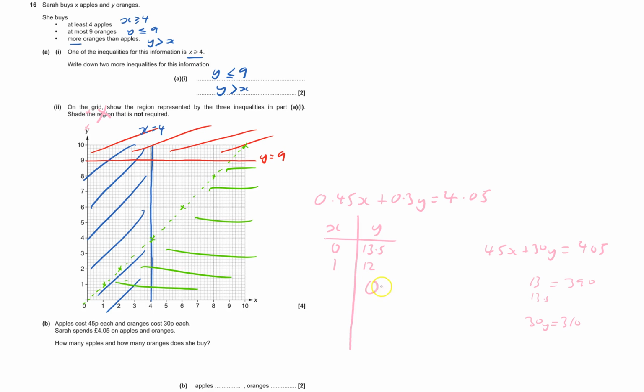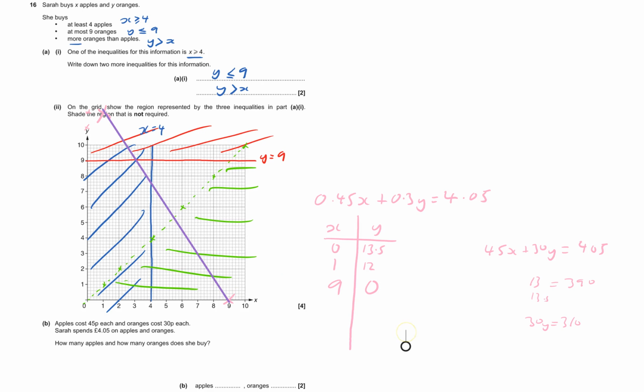Let's try y equals 0. If there's no y's, how many x's will I need? 10 would be too many. 10 would be £4.50. So 9 would be £4.05. So that would be 9. Okay, so all I have to do is draw the line between those two. But I might just try and get another one. And I am going to draw a line between those two. Don't know what colour this line is going to be. Depends what the last line was. Like so.